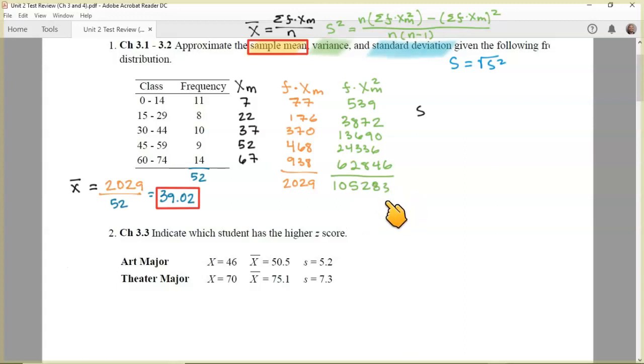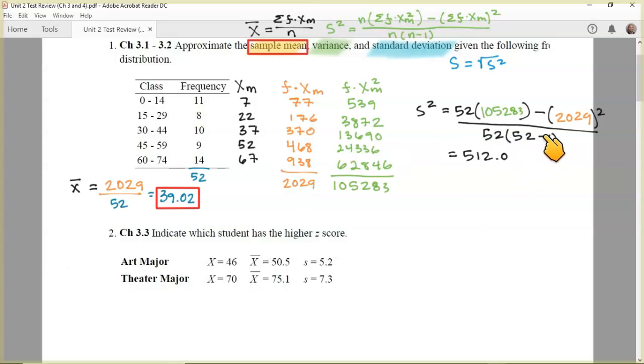And now we have the information necessary in order to find the variance for this distribution. So we know that we take the sample size times the number in green minus the number in orange squared, divided by the sample size times the sample size minus 1, and that value is the variance.